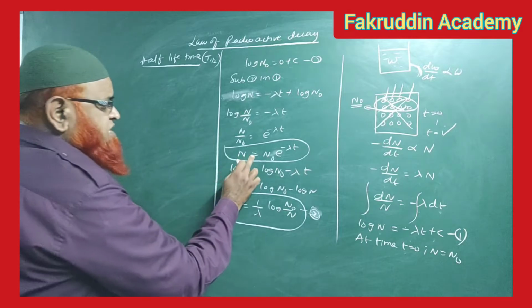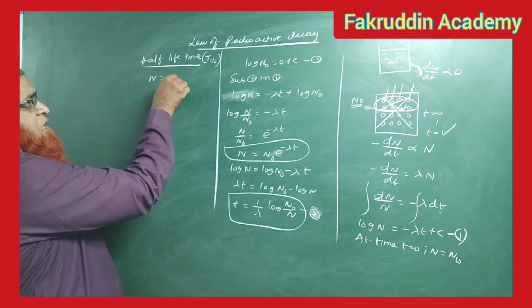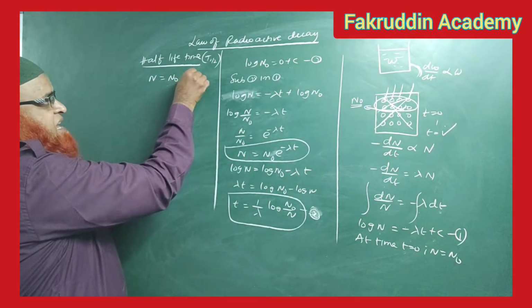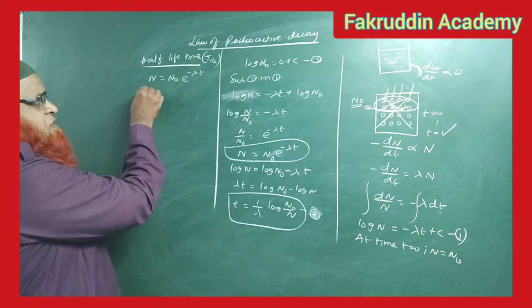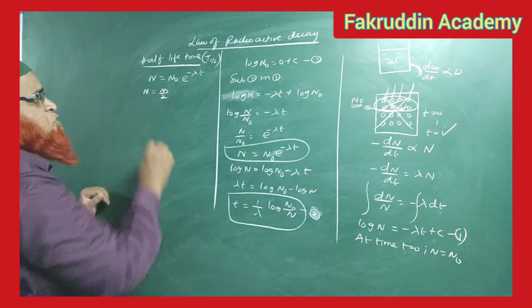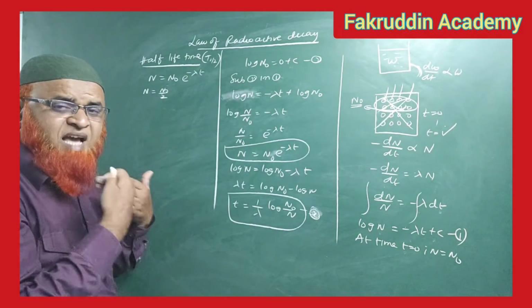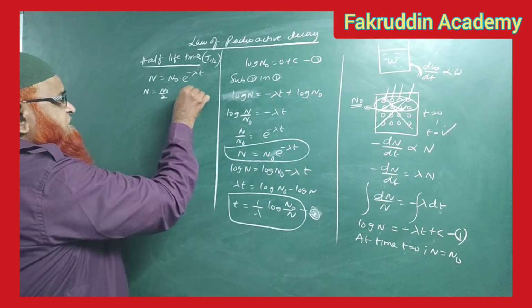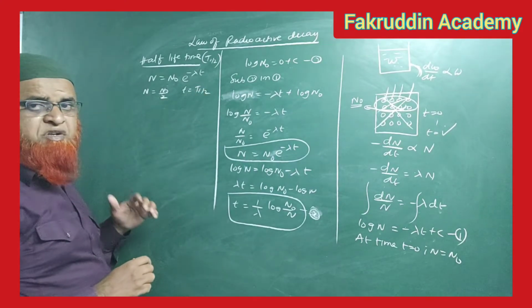Then what changes will we get now? For that you have to consider the same basic equation which we have derived here, n naught e power minus lambda into t. What are the changes we are going to make here? N will become n naught by 2, because half of the nuclei have decayed. Also, you can take t equal to t half. These are the changes we are going to make.